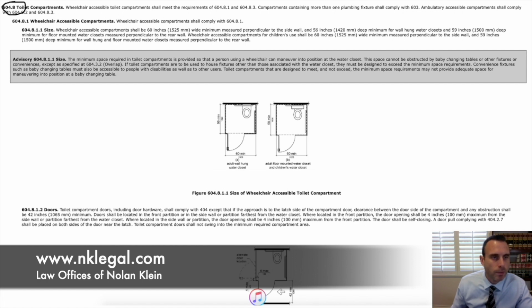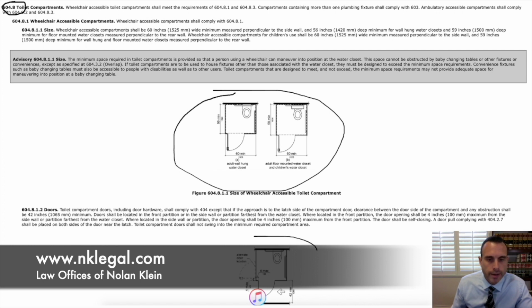Section 604.8, toilet compartments, the dimensions of the toilet compartment, what it needs to look like, the floor space that needs to be available so that somebody in a wheelchair can use the bathroom. These things are laid out very clearly for anyone who wants to read them to see, to make sure that they are removing barriers and complying with the ADA.